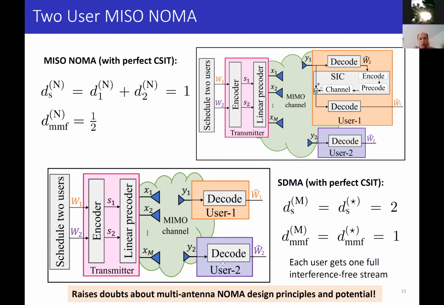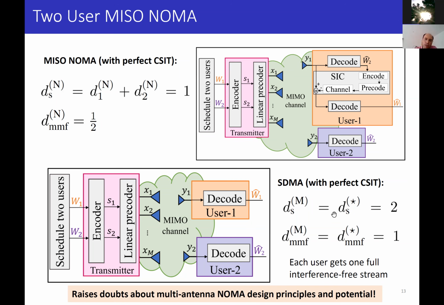So that raises a lot of doubts about what's the benefit of multi-antenna NOMA and about the design principle and the potential, because you increase the receiver complexity, but you see that your sum rate here will actually increase much slower than what you would get with SDMA.